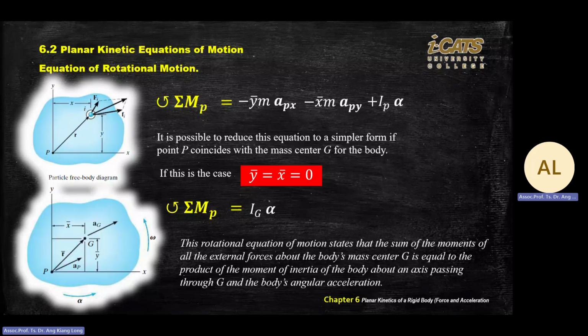Then this one, IP alpha. How do you find IP? IP is from the equation that we learned previously: I equal to IG plus MD squared. This is from the previous equation that you learned. This IP depends on the body. You need to calculate the moment of inertia for that component or rigid body. So if you have a body that consists of two components, you combine the two I, and you put it here.